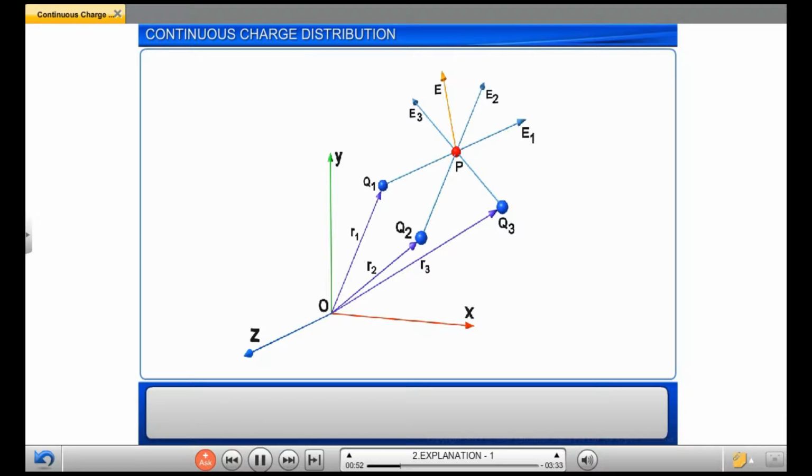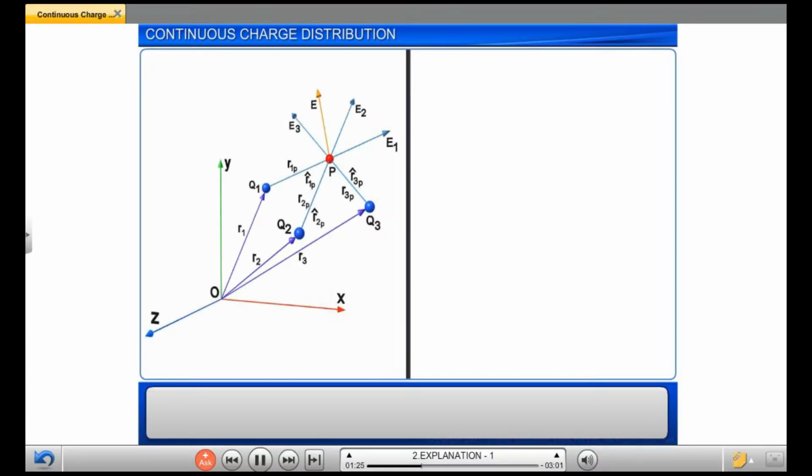Now, R1P is the distance from Q1 to P, and R1P cap is the unit vector in the direction of Q1 to P. R2P is the distance from Q2 to P, and R2P cap is the unit vector in the direction of Q2 to P. R3P is the distance from Q3 to P, and R3P cap is the unit vector in the direction of Q3 to P.